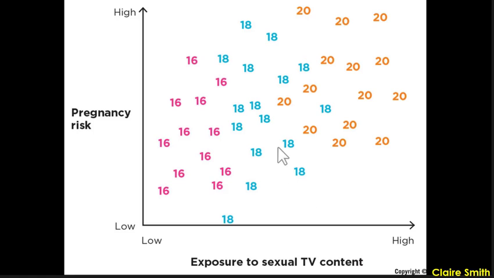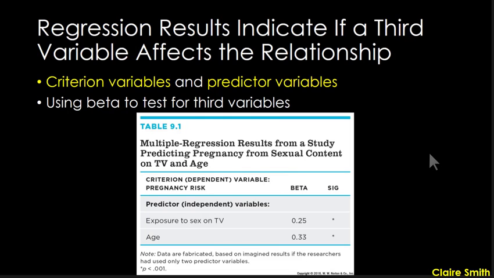This would definitely be a third variable problem, having a confounding variable. But the whole point of multivariate designs is to try to control for these third variables, fourth variables even, right? Just additional variables that might be affecting the research. So typically how this is noted in research articles is through regression results, right?